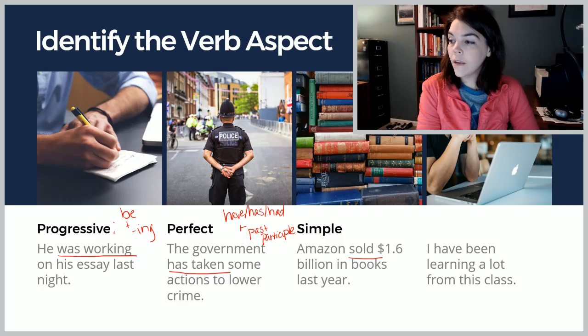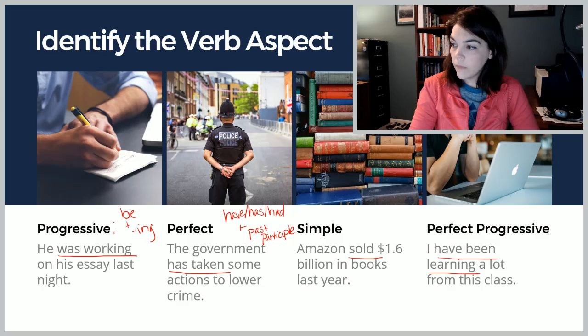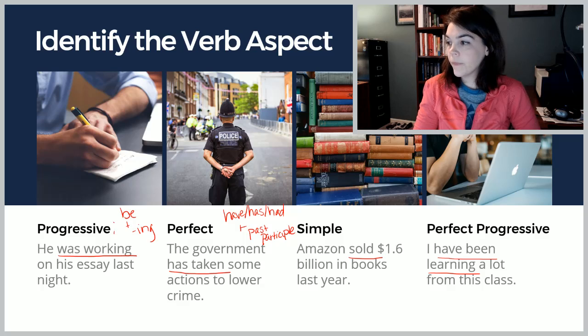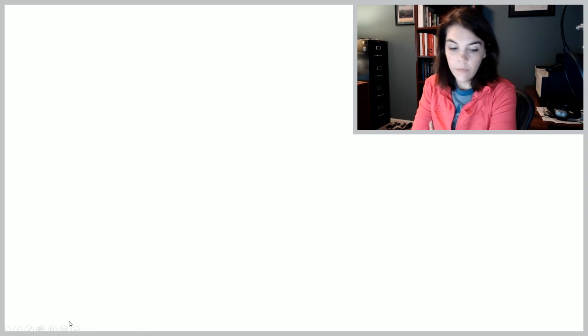And then finally, what's our last one? Our verb is have been learning. Look at that, 3 parts. It's not just perfect, it's perfect progressive. So with perfect progressive, notice you see a combination of have, past participle, and ing. All right, so to review, let me make some notes here.